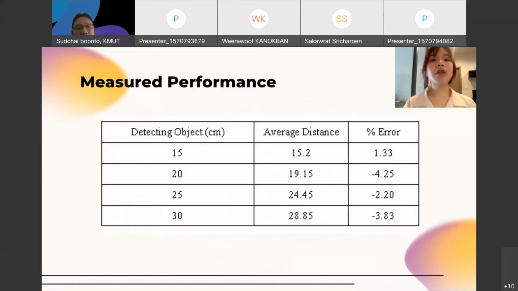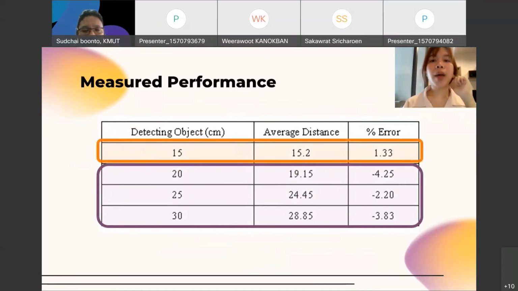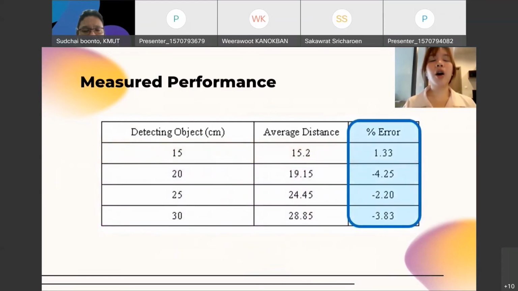This table shows the average distance and percentage of errors for each case. It can be seen that the robot stopped moving before reaching the object, except for the case of 15 centimeters, and the percentage of error calculated is less than 5% for all cases.